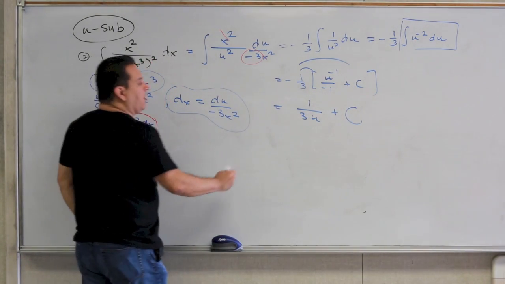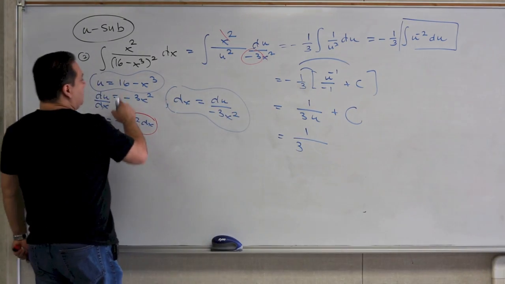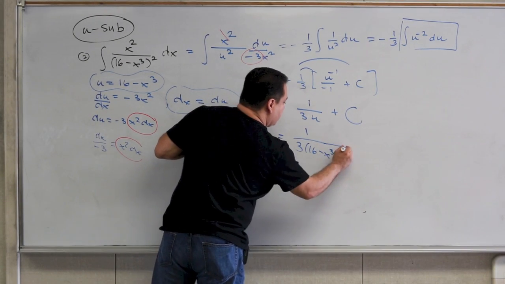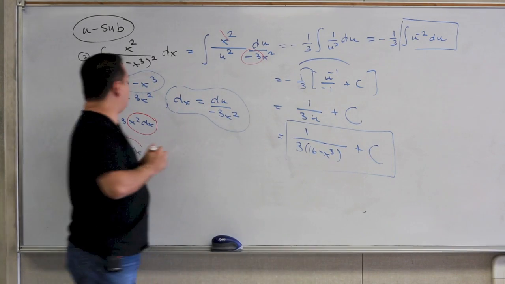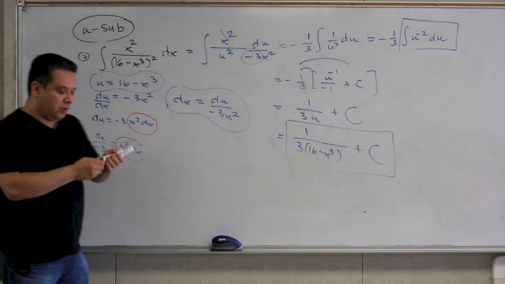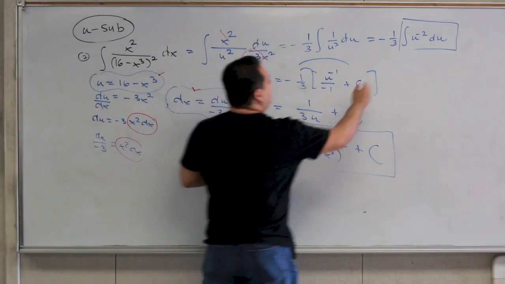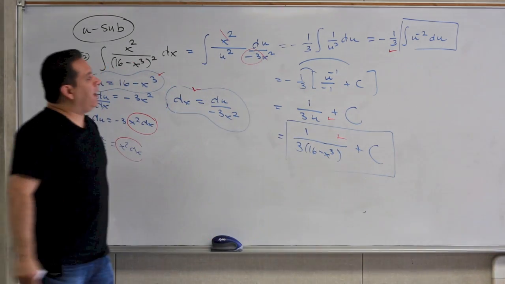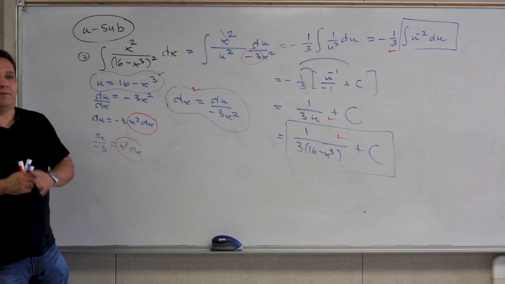Right? And then what do you replace u with? You guys know? What is u going to be? 16 minus x cubed plus c. And there you go. So like I said, I might do something like this: 1, 2, 3, 4, 5. That's kind of how I might look at that when I grade it. So you have to go through every step correctly.